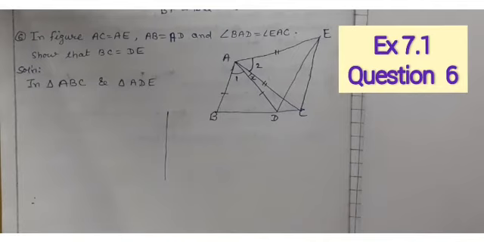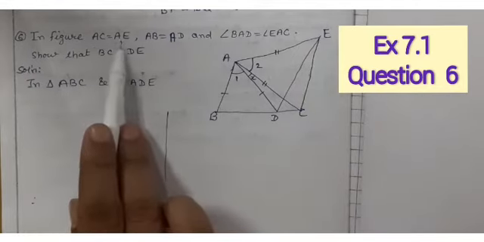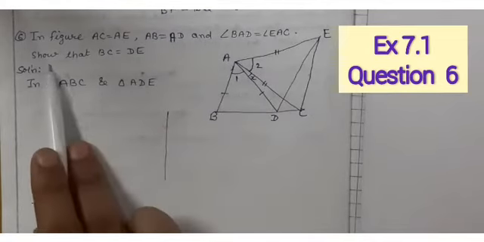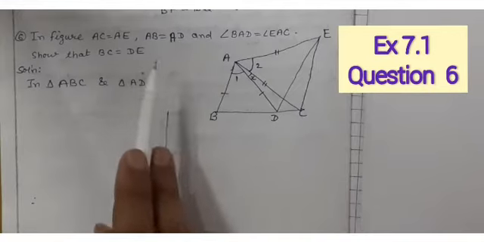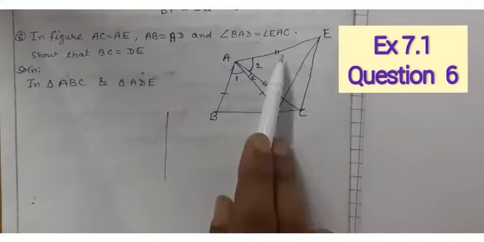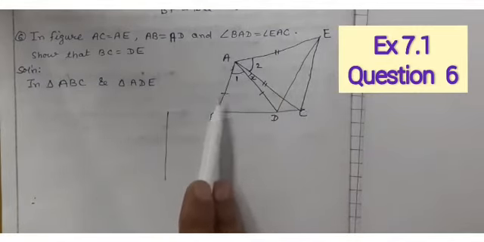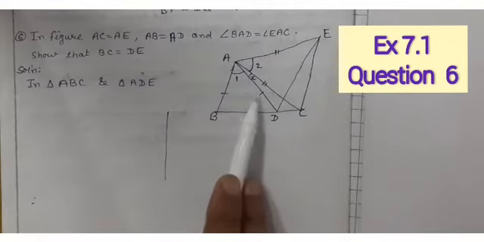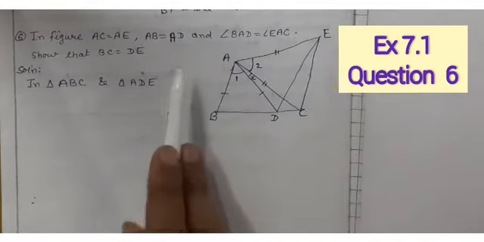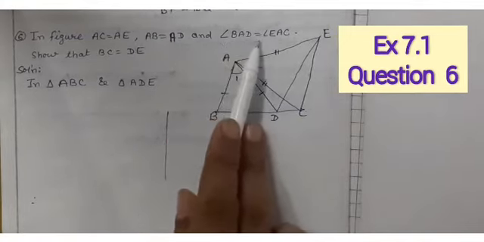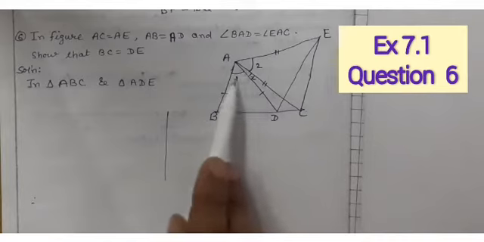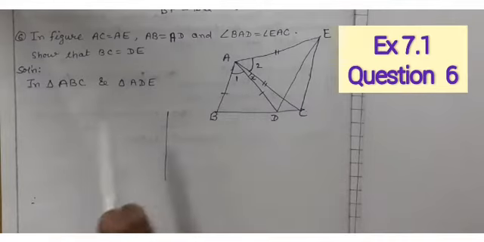Yes, the next very important question: in the figure, AC equal to AE, AB equal to AD and angle BAD is equal to angle EAC, then show that BC equal to DE. Here you have given AC equal to AE, see, equal sign I have marked. Then AB equal to AD, and a different sign I have marked here. Then one more thing, angle BAD is equal to EAC.